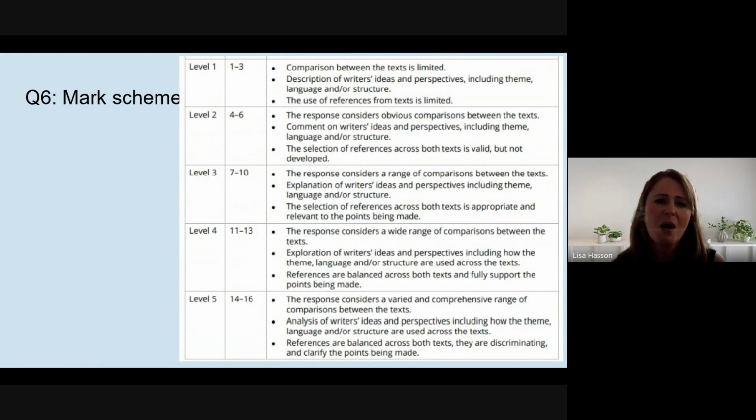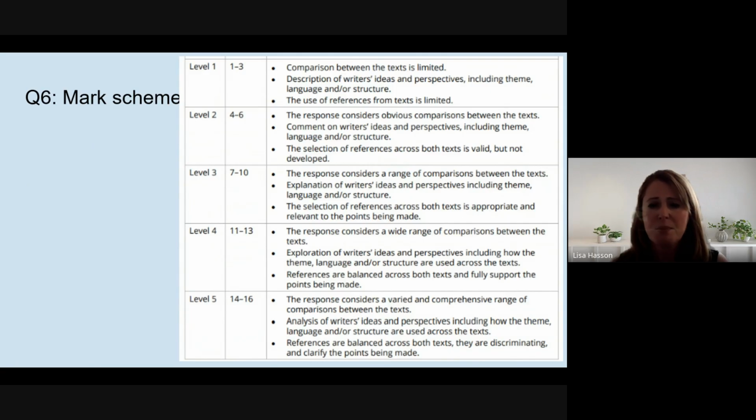So in terms of the mark scheme on this question, it looks a little bit like this. I'm going to look at the middle band here, because this is the minimum that you want to be looking for to get a grade 4. The response considers a range of comparisons. This is why I suggest that you do 3 or 4 paragraphs at the most to compare.